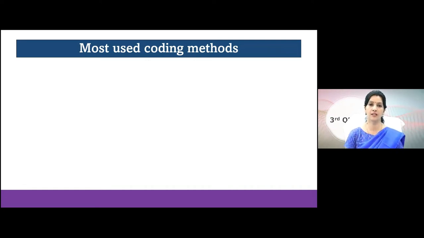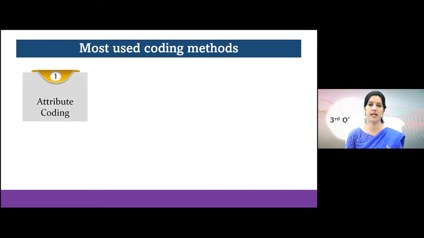And those are the most commonly used coding methods. If you want to know about the other coding methods, you can refer to that book. But for beginners, maybe this level 1 and level 2, I think these 7 types of coding methods are fair enough. You don't need to go beyond it.